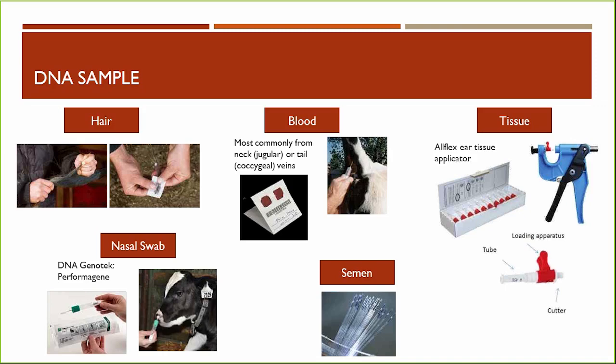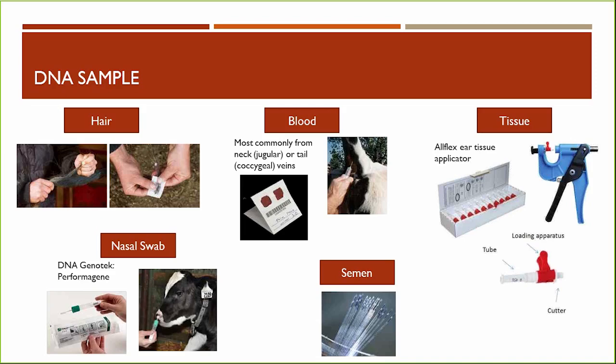One of the most common companies that have nasal swabs for livestock is Performagene, or DNA Genotech, and the nasal swab is called Performagene. Really easy, especially if you consider any animal welfare. Sometimes people frown upon the tissue applicators, but I think for most of us it all works fine. But nasal swabs are an option.